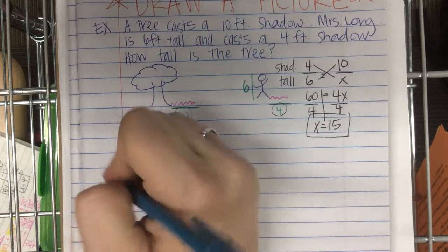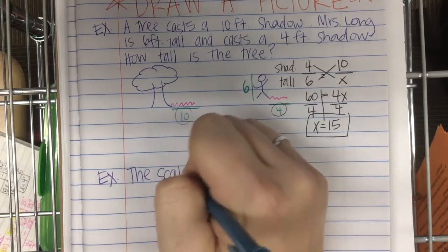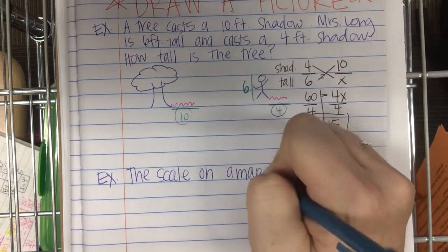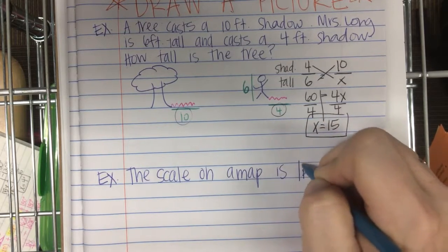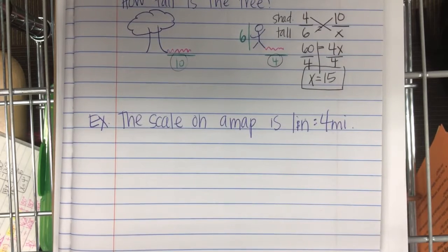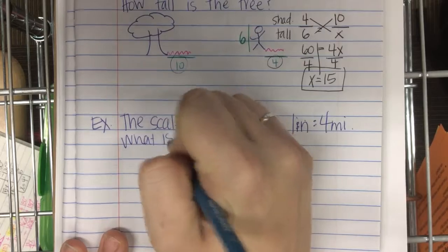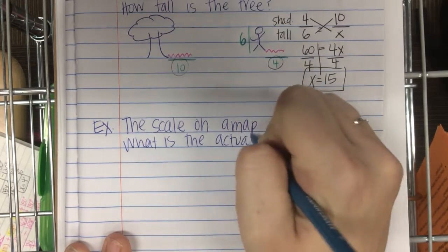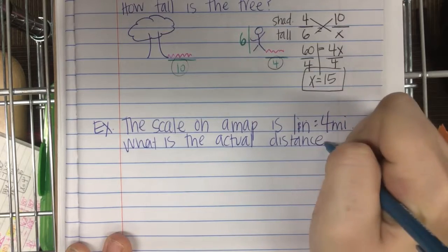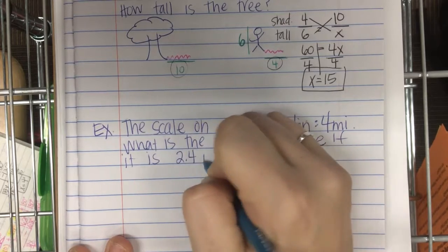Let's do one more. The scale on a map is 1 inch is 4 miles. That's a ratio, correct? Really, it's a rate because they have 2 different labels. What is the actual distance if it is 2.4 inches?